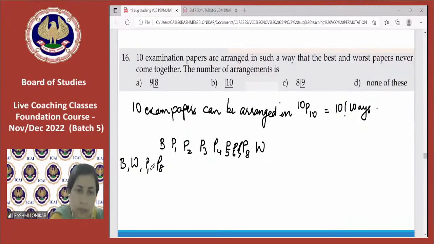Okay. So what we do is we will first find what will happen when they are together. What is the total number of ways in which I can arrange 10 papers? 10 factorial ways. In how many ways can I arrange those 10 papers in such a way that the best and worst papers come together? We will find out. Then from the total number of ways, I will subtract the ways in which the best and the worst paper are together. Then I will get the condition where the papers are arranged in such a way that the best and the worst papers are never together.